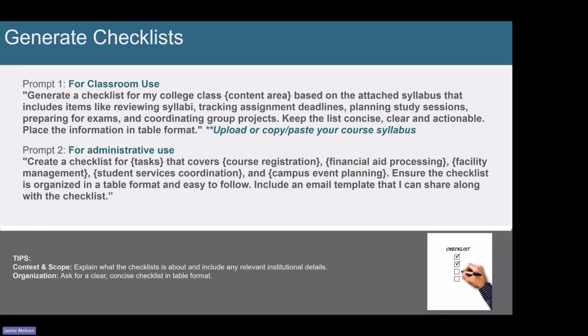And so here's the prompt: generate a checklist for my college course, and then I'm going to put in a specific course, based on the attached syllabus, that includes items like reviewing the syllabus, tracking assignment deadlines, planning study sessions, preparing for exams, and coordinating group projects. Keep the list concise, clear, and actionable. Place the information in a table format. So I'm starting to train that AI when I want to see certain things done a certain way. So that table format is what I'm going to do there.